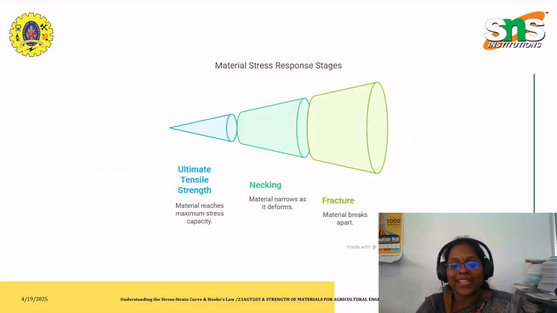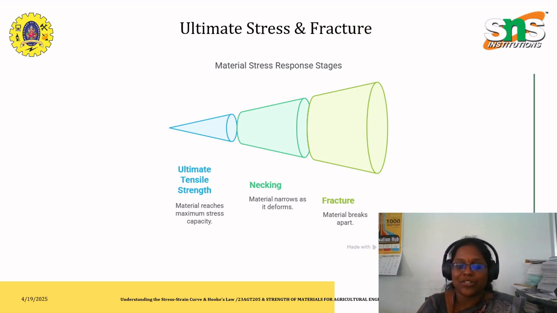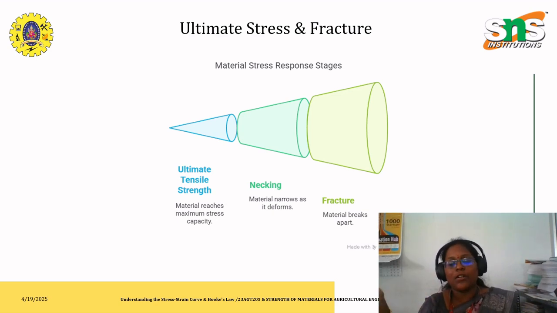Fine. So the next part that you have to know is ultimate stress and fracture. As we continue, the material reaches its ultimate tensile strength, the peak of the curve. So in that region, it bears the highest stress, and after that it starts to narrow down until fracture occurs. That means that the rubber band will get snapped off. Okay, so in this curve we have gone from obedient stretching to rebellion and to the end, your breakdown.